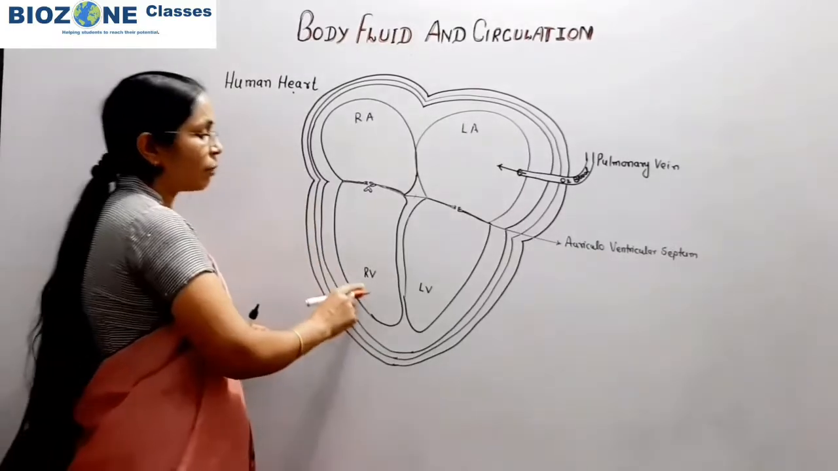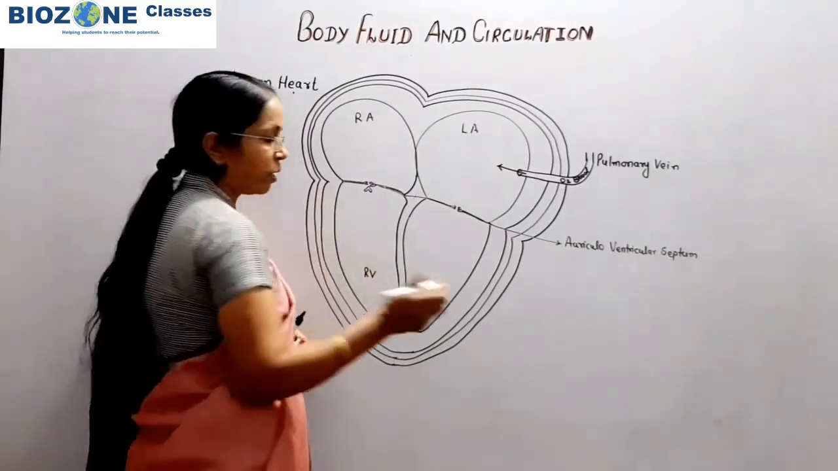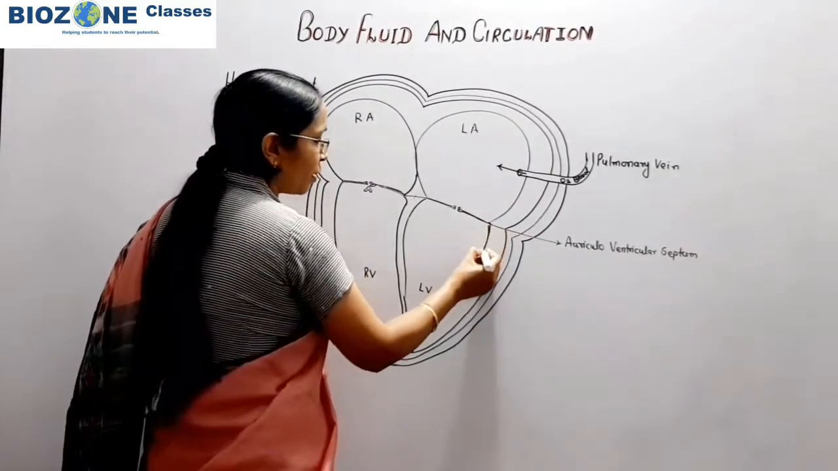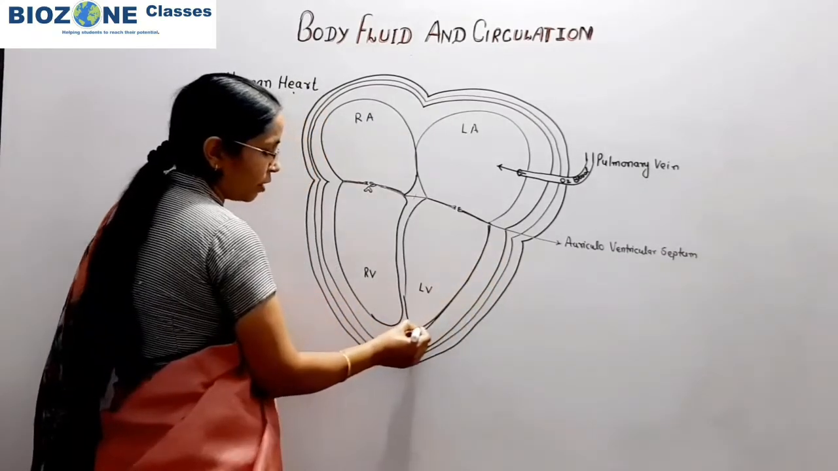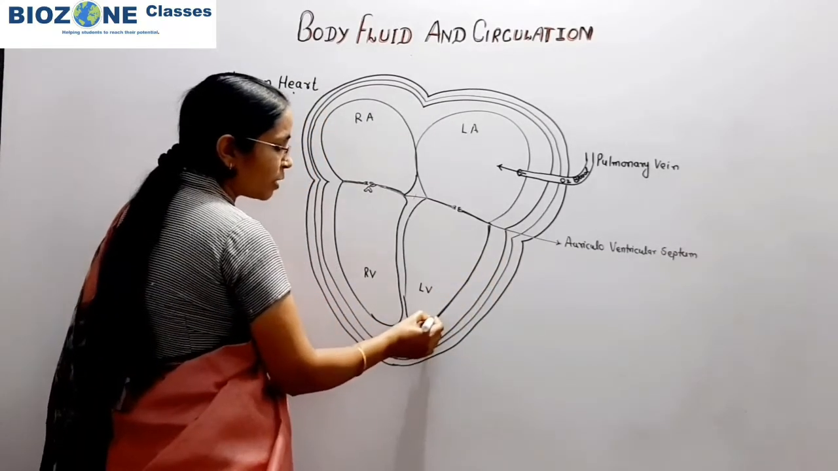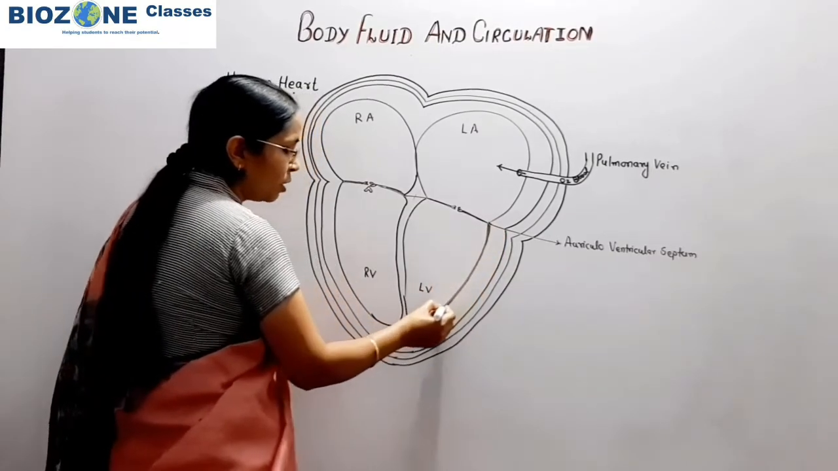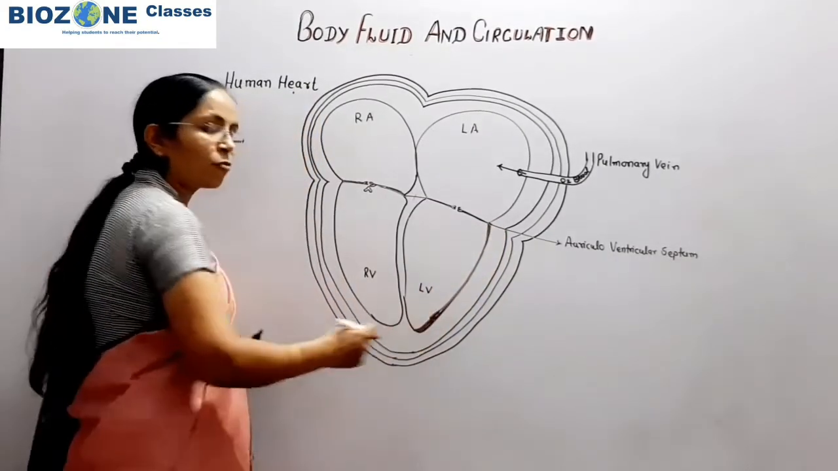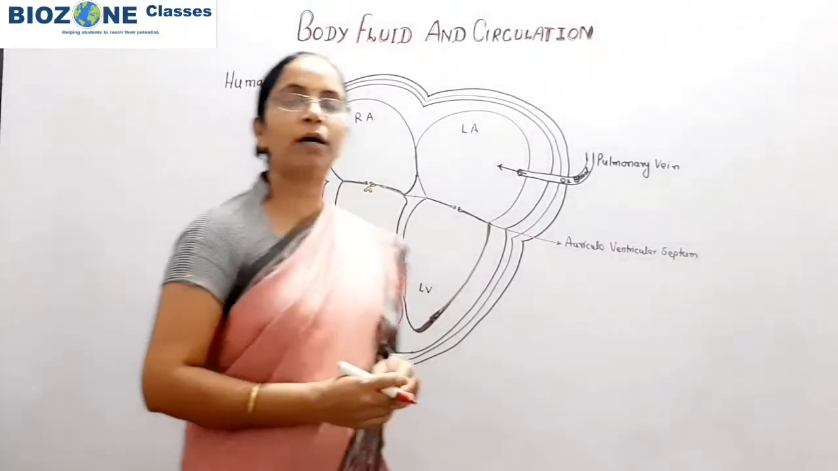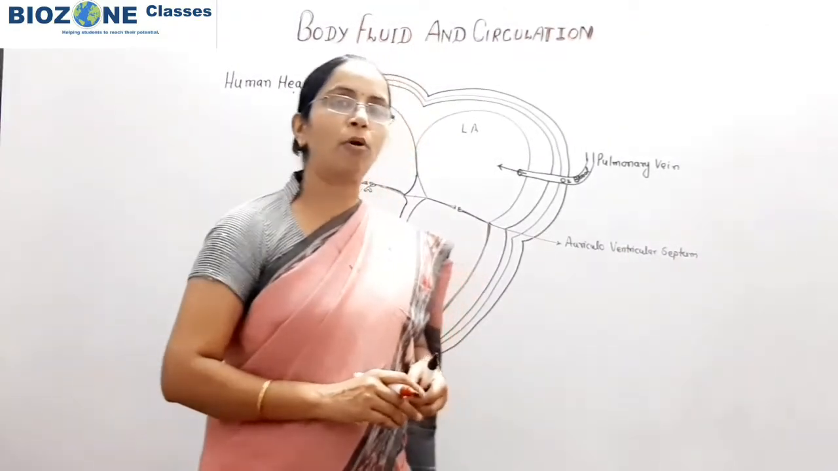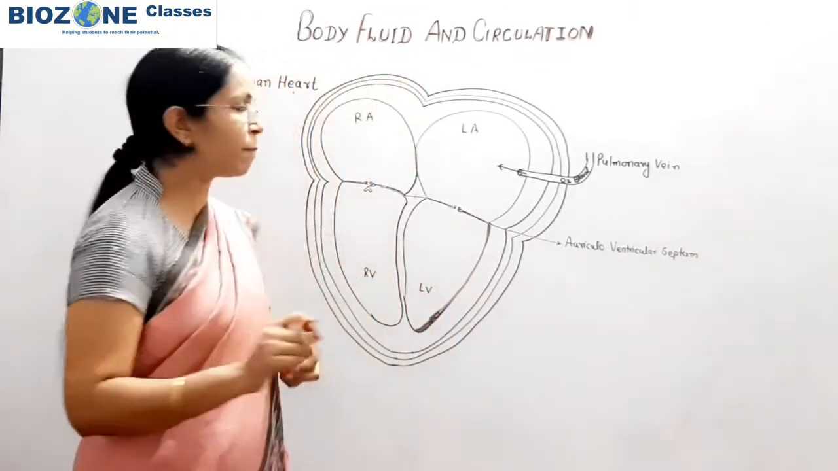Now when we study about the chambers, you remember the wall of left ventricle is quite thick. Maximum thickness appears in the wall of left ventricle because this ventricle is mainly responsible for pumping of blood to the various parts of the body under a very high pressure.